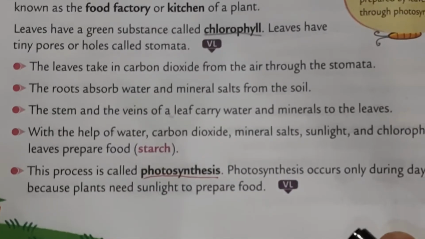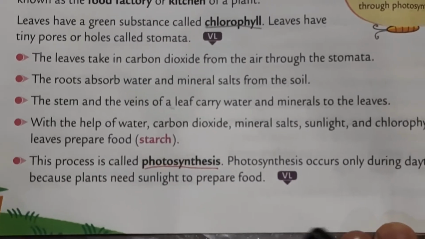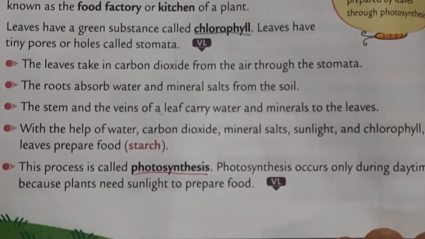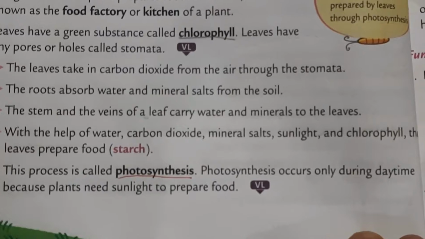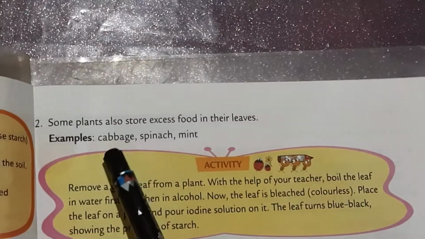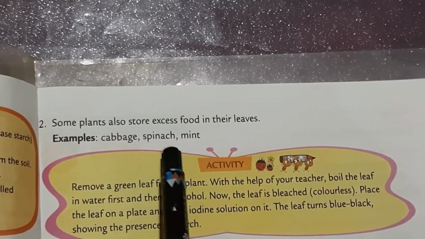The process of preparing food by the leaves with the presence of water, carbon dioxide, mineral salts, sunlight, and chlorophyll is called photosynthesis. Some plants also store excess food in their leaves, for example, cabbage, spinach, mint.